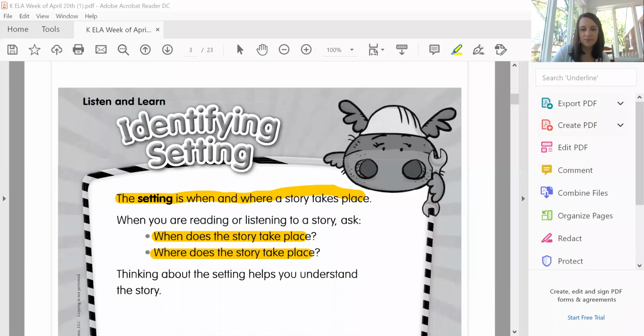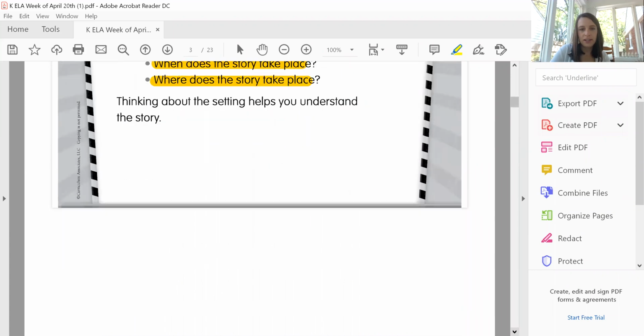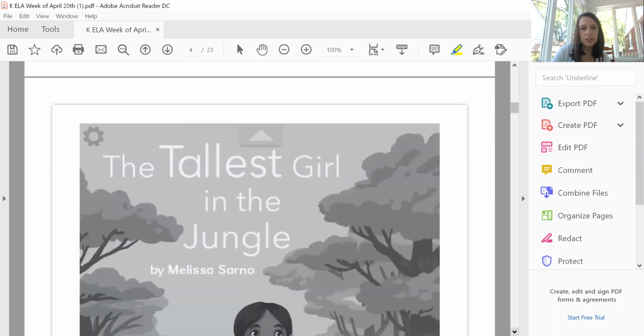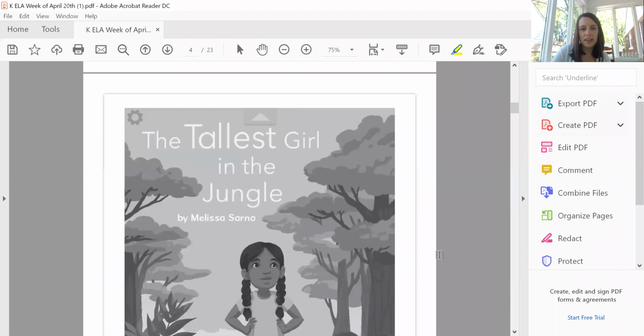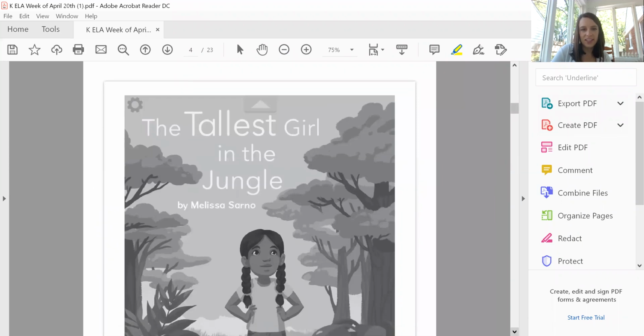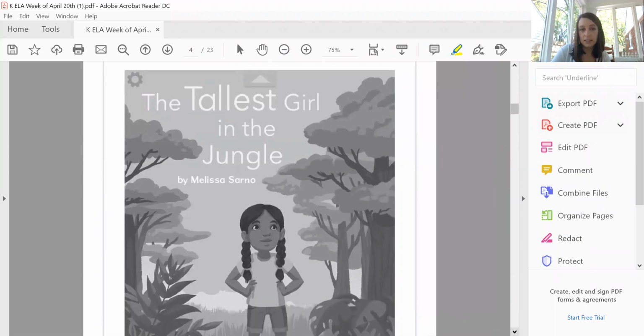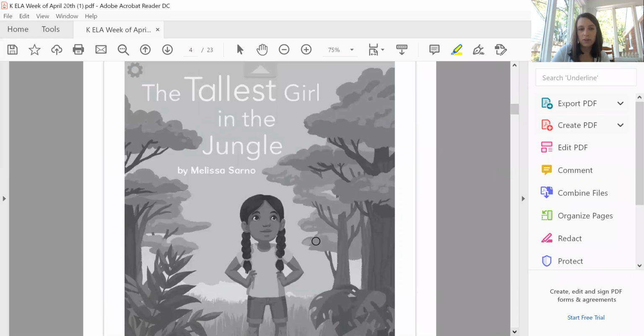We're going to take a quick picture walk through our story as we identify the setting. So we said our title is The Tallest Girl in the Jungle. The jungle is going to be our setting today. That's where the story takes place. A jungle is a place with a lot of trees, with a lot of animals, insects, birds, snakes, sometimes monkeys. Different animals will live in the jungle.